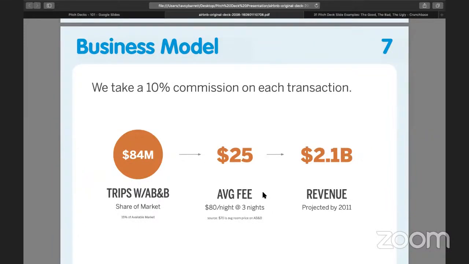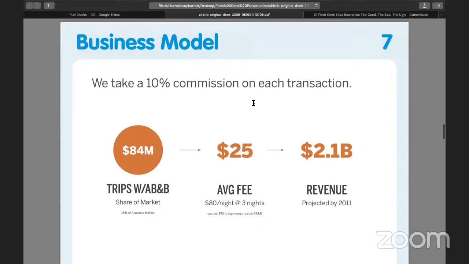Business model. So as you can see, in a simple way, they state exactly how they are going to be making money. They are going to be making money by taking a 10% commission on each transaction.